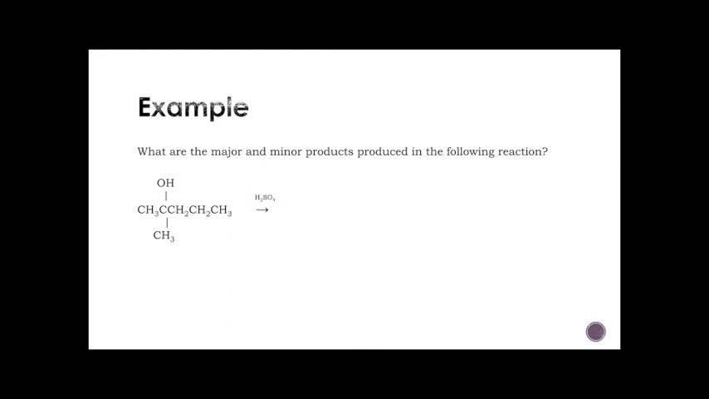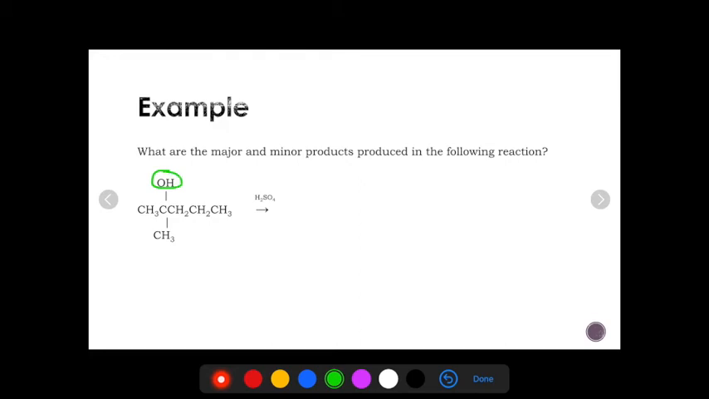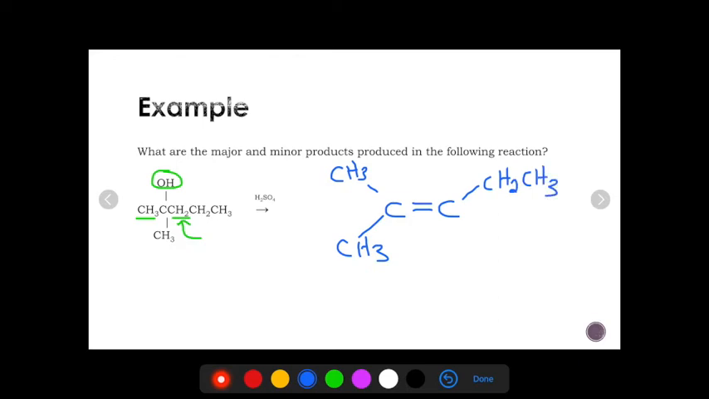Okay, so let's look at this one. What are the major and minor products that are produced? Okay, so we're going to take the OH group here, and our options to take a hydrogen is from this carbon or this carbon, okay? So again, it's going to produce both. So we'll start with this carbon here. We'll redraw that. So we're going to get a double bond between the two carbons. And then we'll have a methyl group coming off here, another methyl group coming off here. And then on this side, we will have an ethyl group right here and a hydrogen here. So this will be produced.